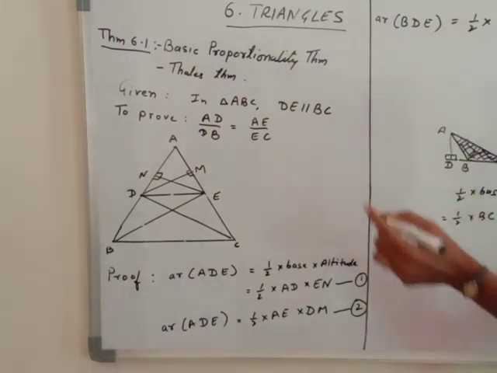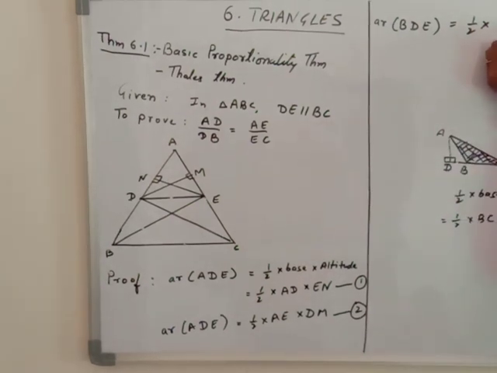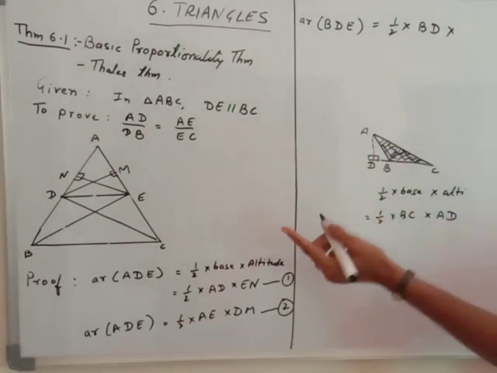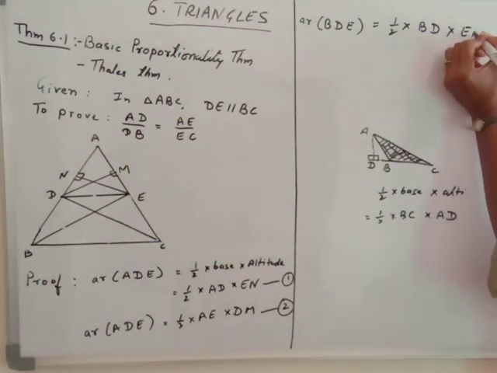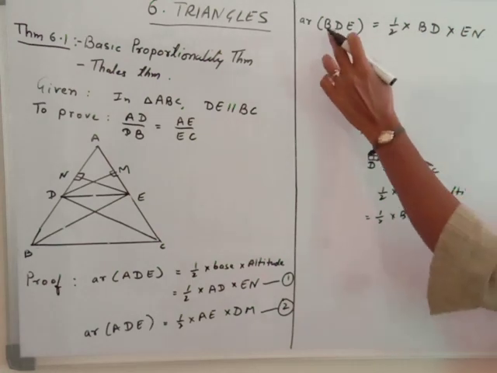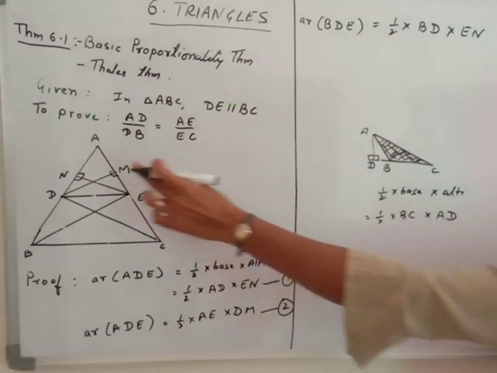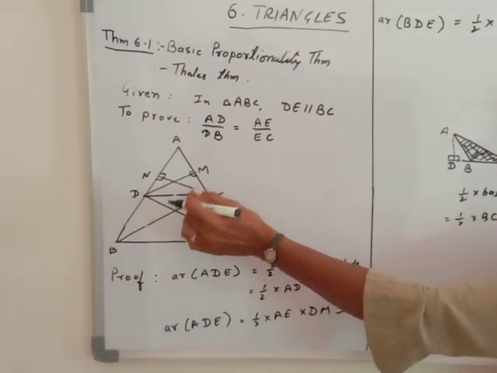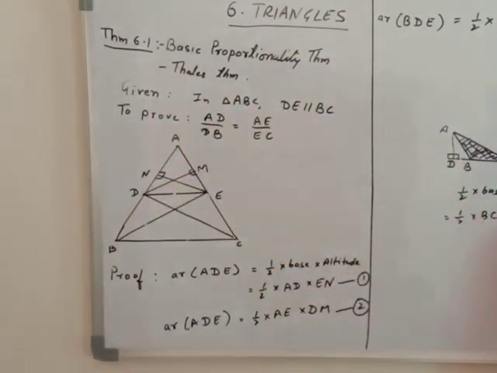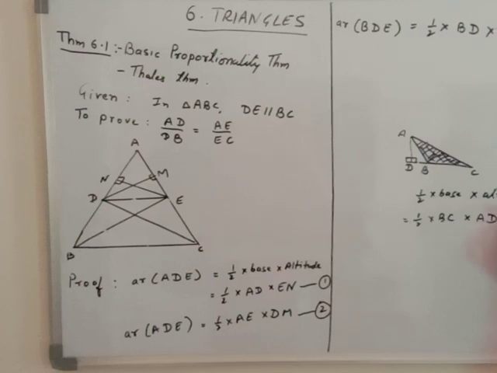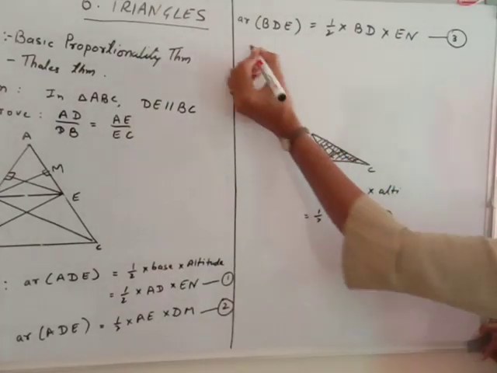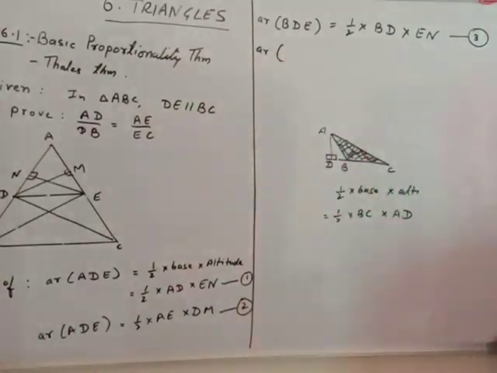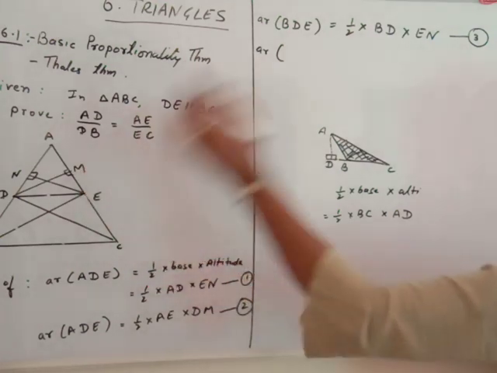So what will be the area of this? Half into base. Base is my BD. And what is the altitude? Altitude is EN, which is outside the triangle BDE. It depends on this concept. Altitude is outside. Okay, let us give it as equation 3. Now again, area of triangle CED.